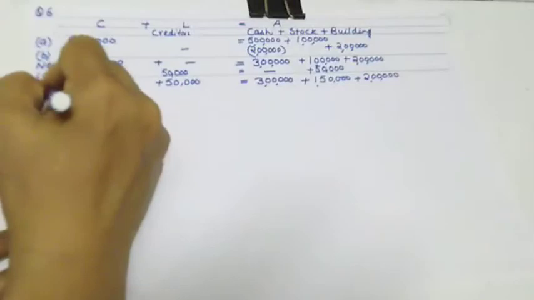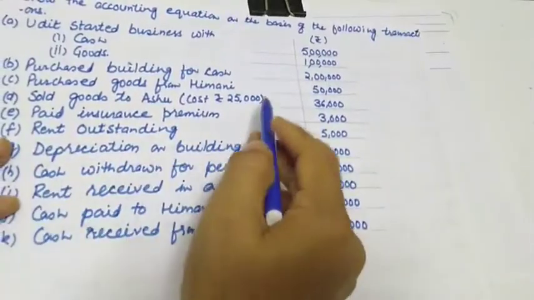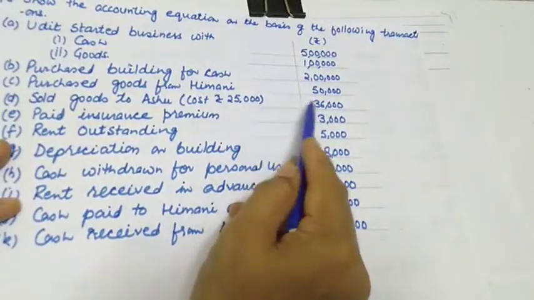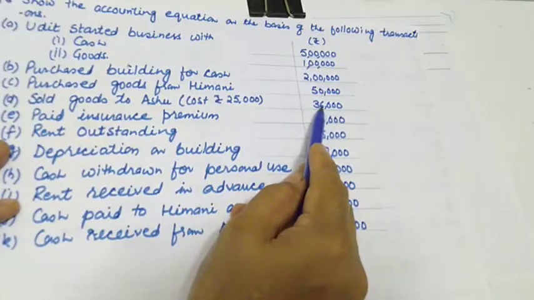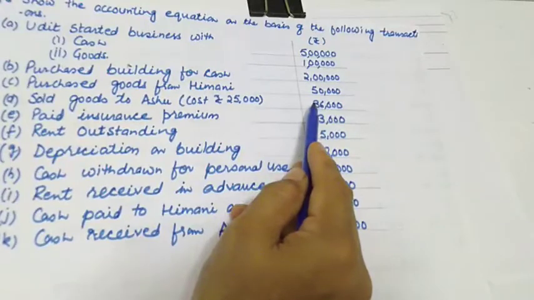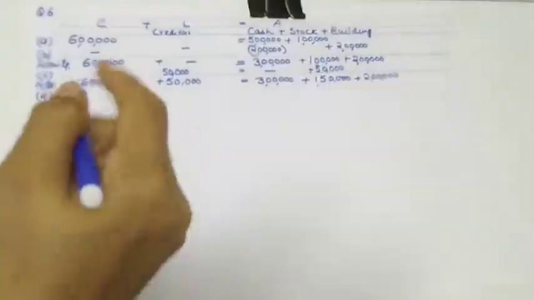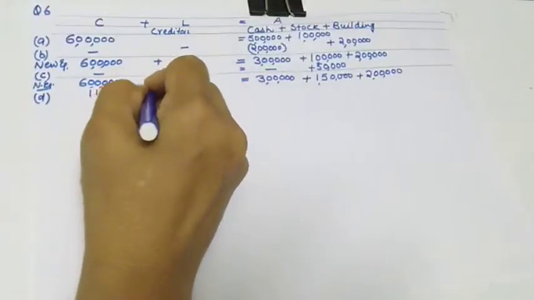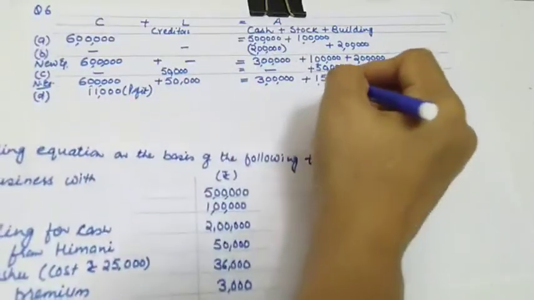Now see the next equation. Sold goods to Ashu costing 25,000 for 36,000. So what is happening here? Here you are earning a profit of almost 11,000. There is a profit of 11,000 and this 11,000 will be added to the capital. So let us do that also. So 11,000 will be added to the capital as a profit, and moreover costing 25,000 will be deducted from the stock.